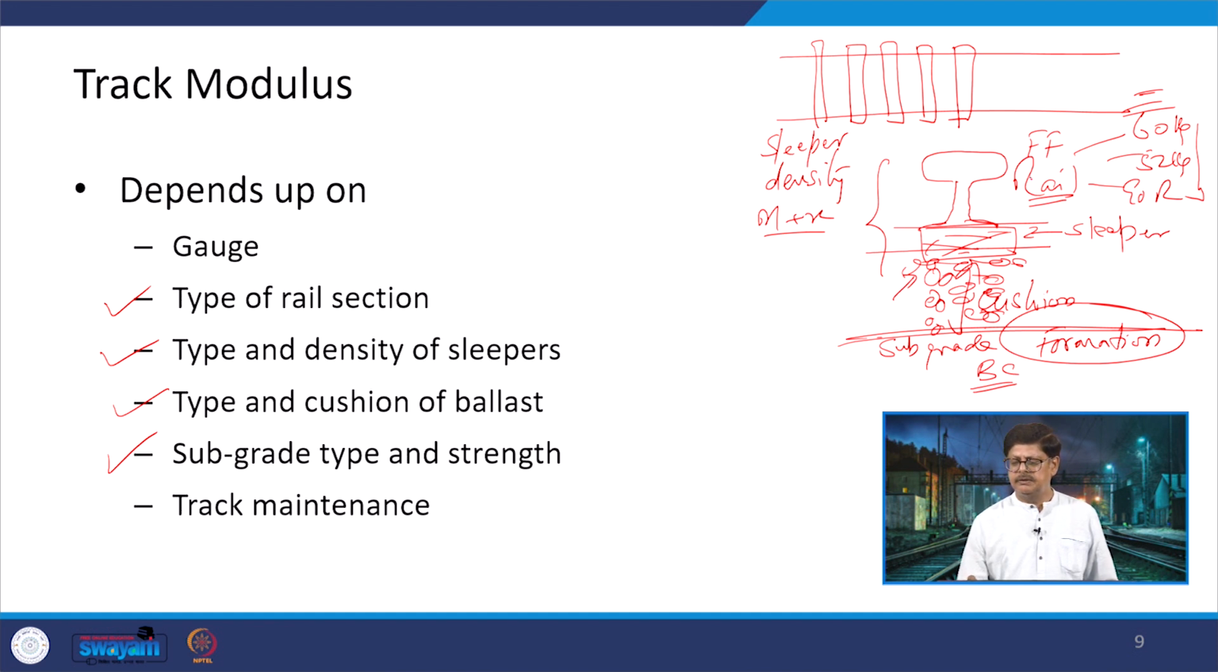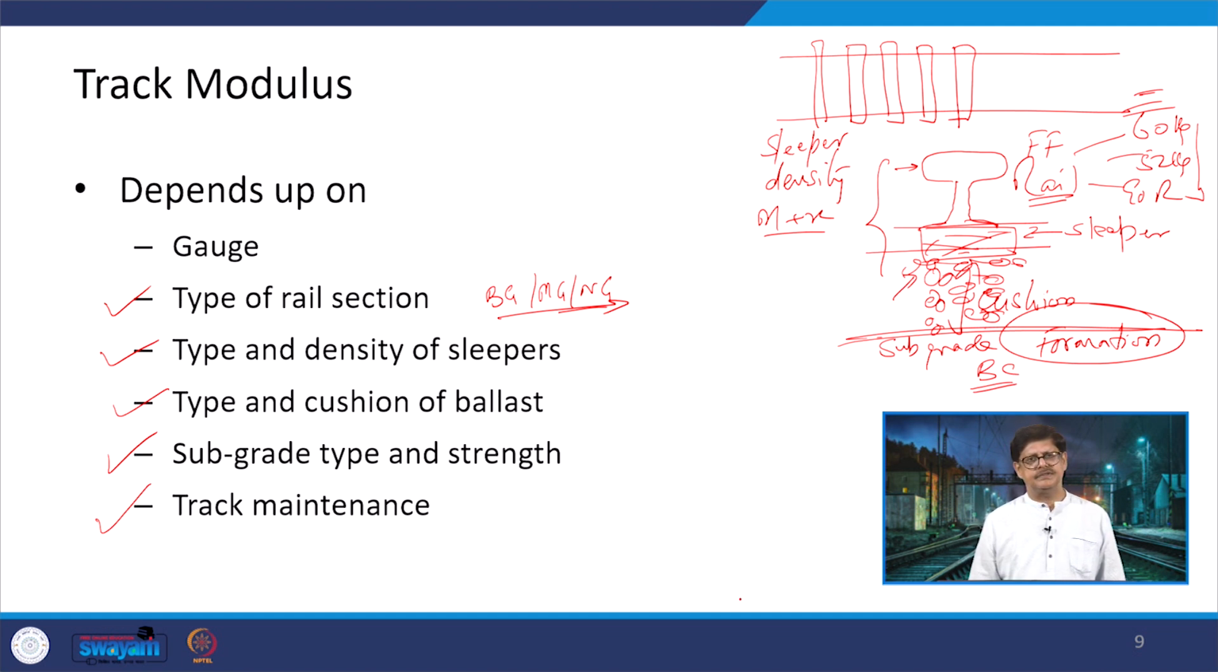Apart from that, because we are using the rails, what is the gauge which we are considering here? If we are talking about a broad gauge, a meter gauge or a narrow gauge, as you go from meter gauge to narrow gauge, the track modulus values will be changing, will be reducing. So, this is also an important point here. And then finally, as we talked about previously, the track maintenance.